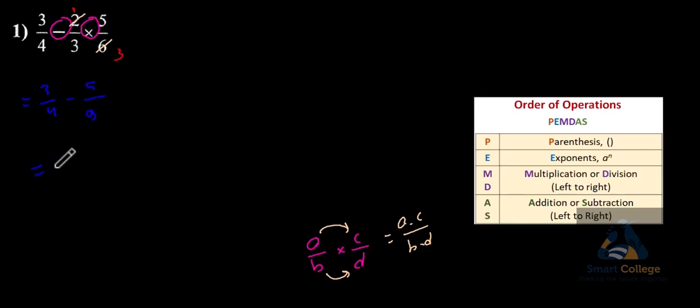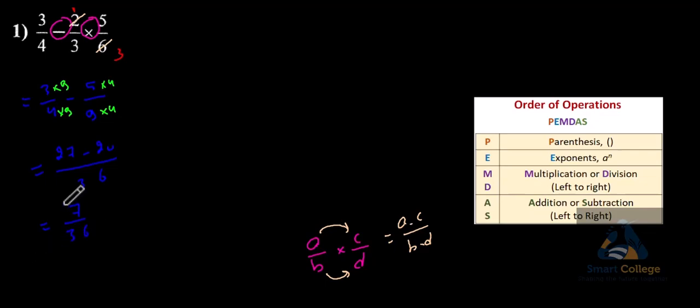Now we have subtraction. To subtract two fractions, we must have a common denominator. The common denominator of 4 and 9 is 36. We multiply the first fraction up and down by 9 to get 36, and the other fraction by 4 to get 36 in the denominator. Now we have 3 times 9 is 27, minus 5 times 4, that's 20, all over 36. 27 minus 20, that's 7 over 36.